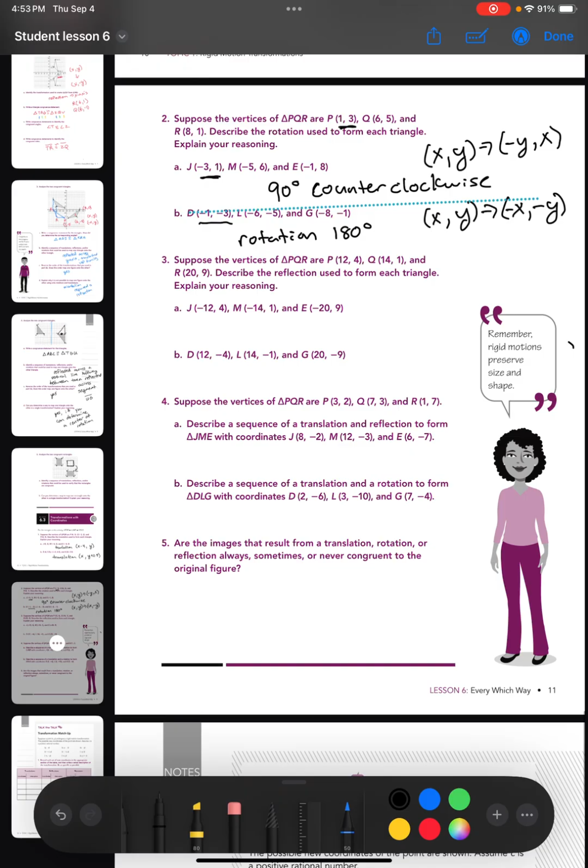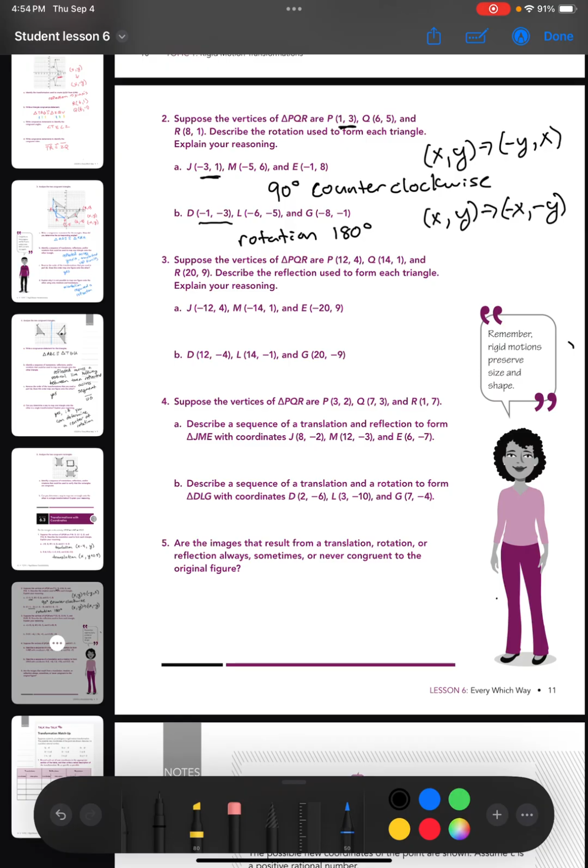All right, we'll do one more, and then, like I said, we'll skip to that back page. If you want to try number 4 and fill that in, you can. Number 3: suppose the vertices PQR of triangle PQR are given. Describe the reflections, we know we're reflecting, to get our new points.